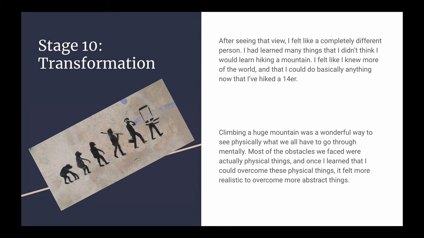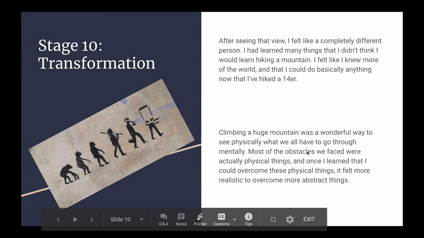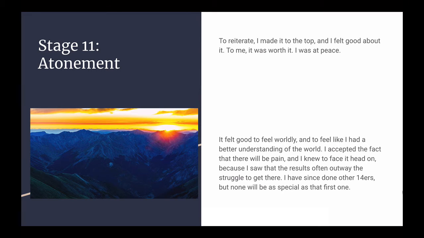So stage 10, his transformation is that when he's at the top, he becomes a different person. And you can see that on the top, and then you can see what's different about him here at the bottom part. While he is up there, he is atoned. He has found peace with himself. And so at the top, he says, I made it to the top. I felt good. It was worth it. I was at peace. But intrinsically, that's the bottom part, or that's the right-hand box if you're going to do it in boxes.